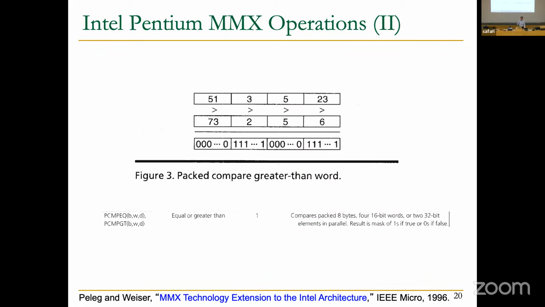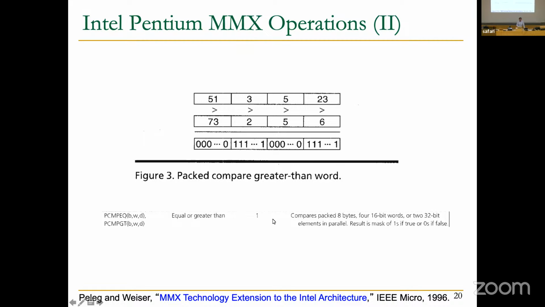And the operations are very similar to vector instructions. So these are the instructions that you can see. This is called packed compare greater than word. So basically you chop the register into 4 words. And let's assume that this is the source register, and these are the values of the 4 words in the source register, and these are the values of the 4 words in the second source register. The result of this operation is this.